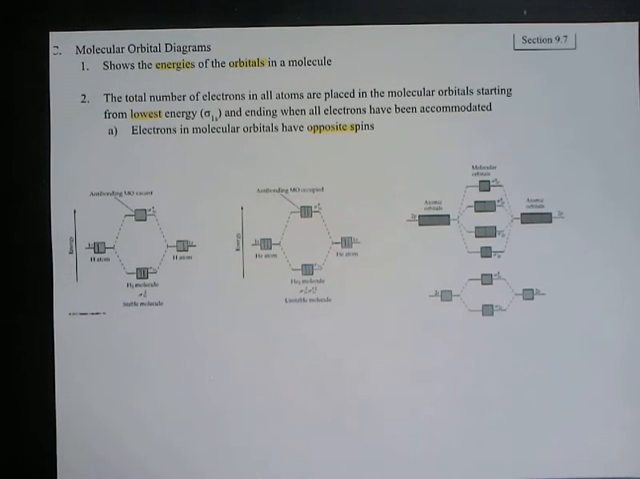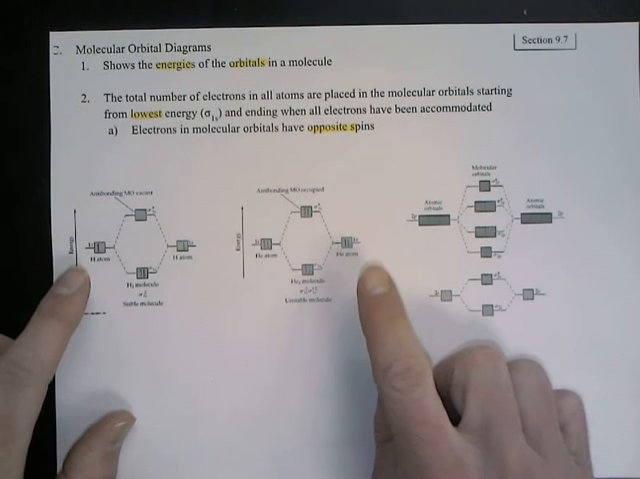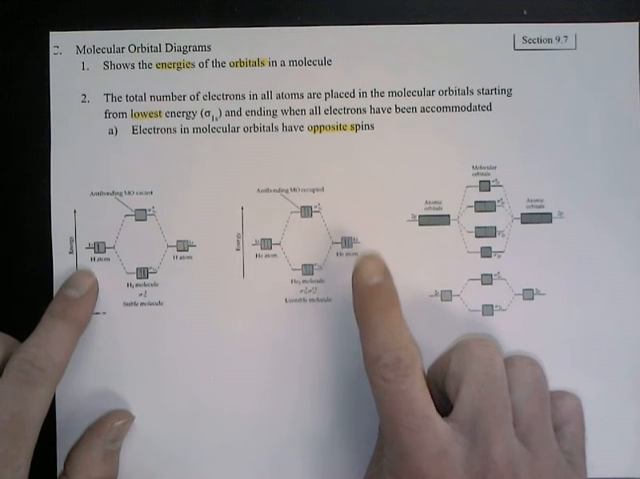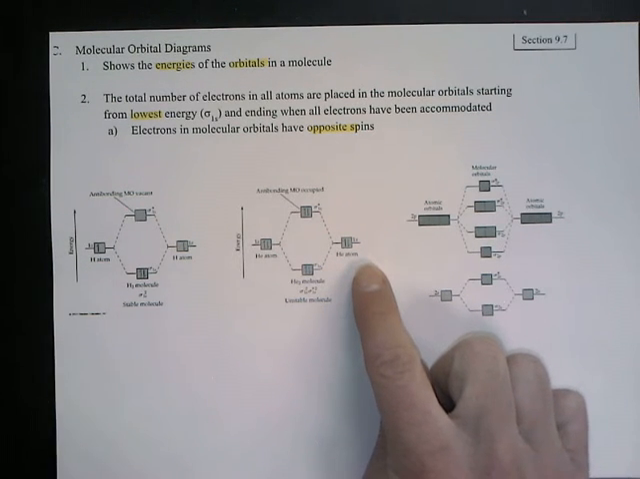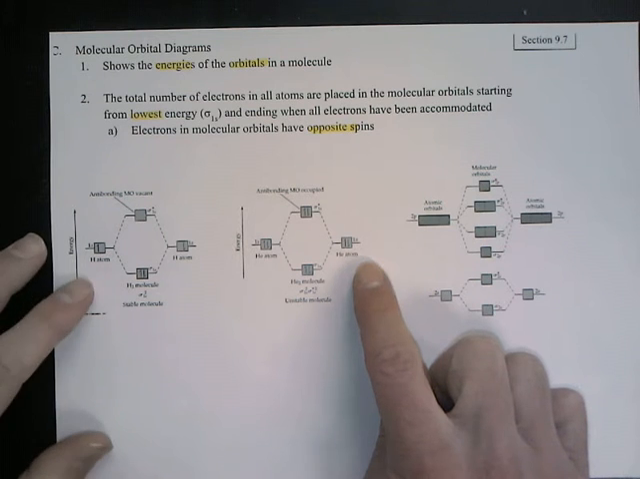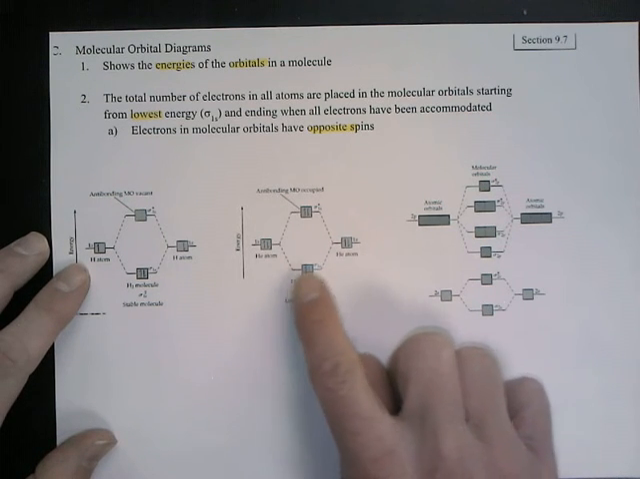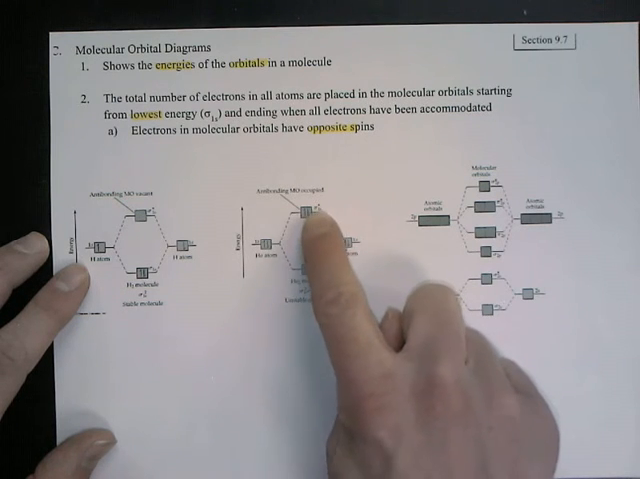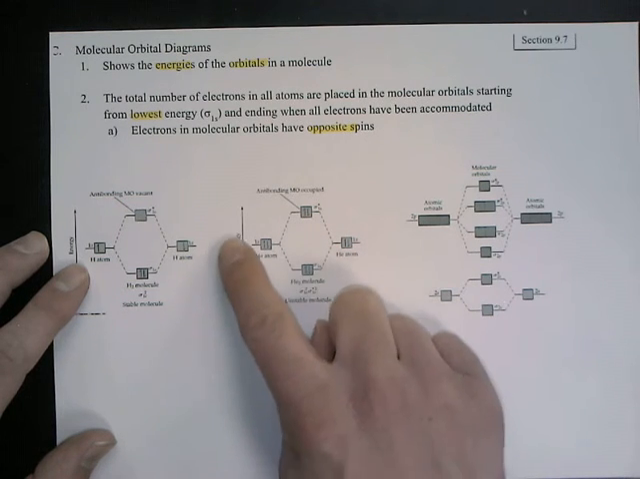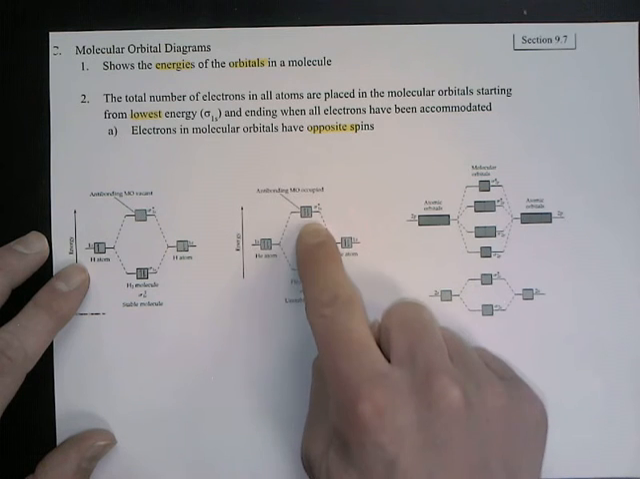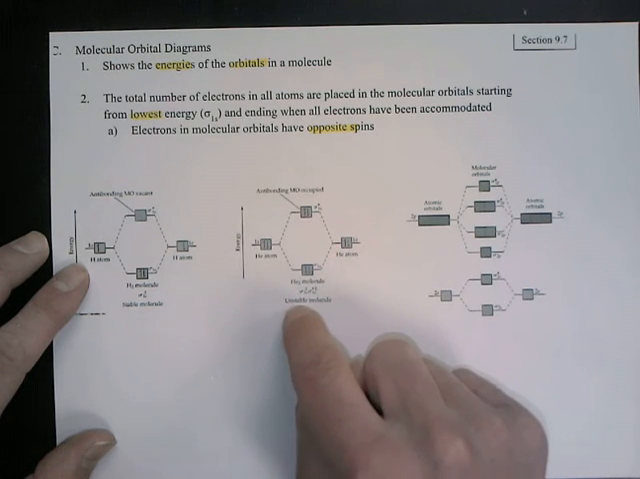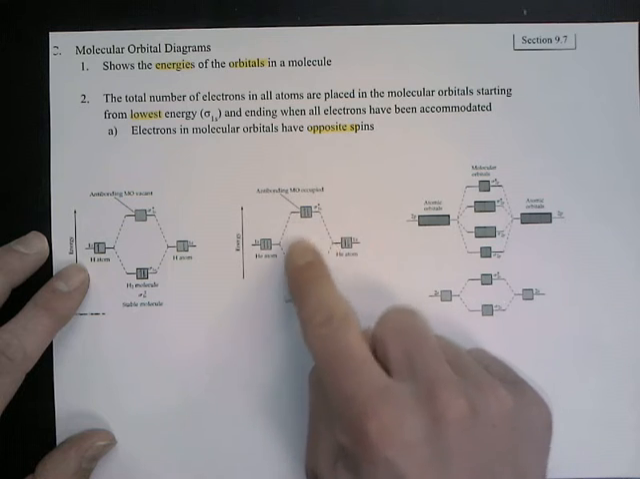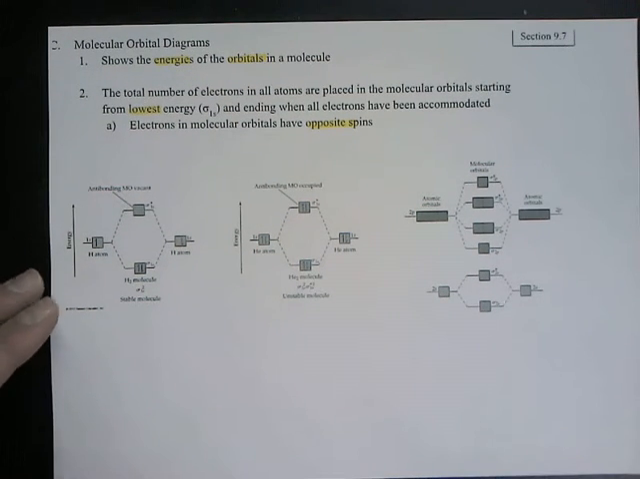So here are our diagrams. Remember, what you have here is our atoms that are involved in the bond, and then this chart right here is showing what is happening to the energy of those hybrid orbitals, and also what can we say about the electrons involved in it.